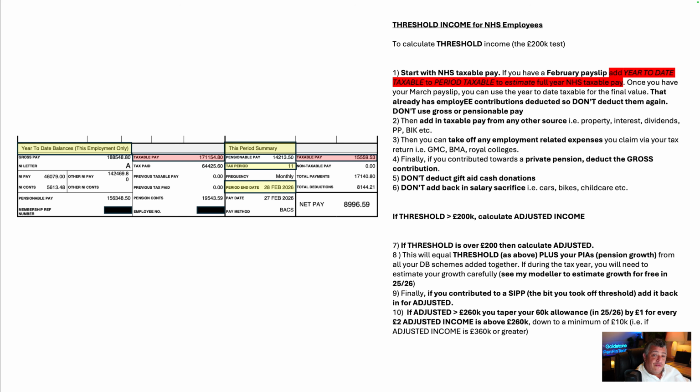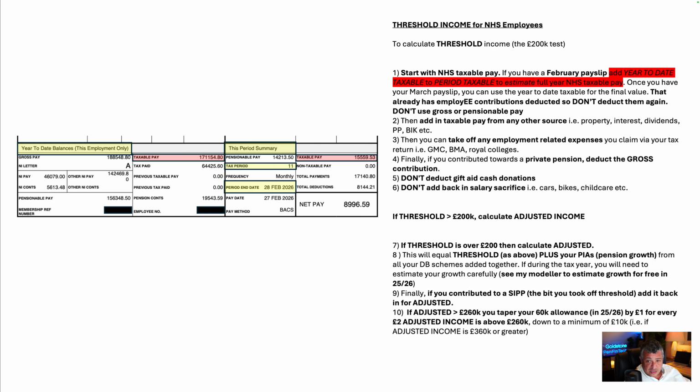Now, finally, for calculating threshold income, if you've contributed towards a private pension, so this is not the NHS pension, so if you've got a SIPP, then you can also deduct the gross amount, and I'll explain to you why that's really important in a minute. So for the purpose of threshold income, we're going to completely ignore gift aid, and I'll come back to gift aid when we talk about adjusted net income in a minute. And importantly as well, we don't add anything back in, for example, salary sacrifice.